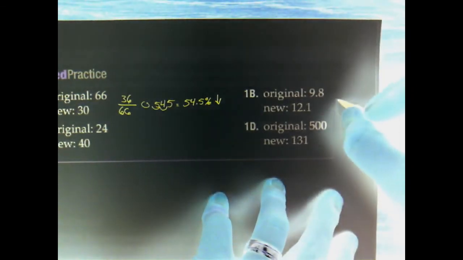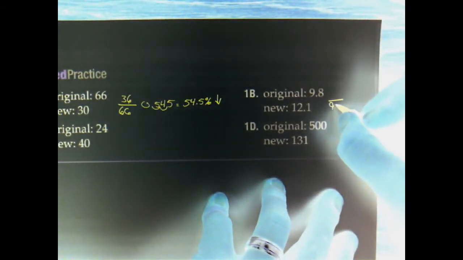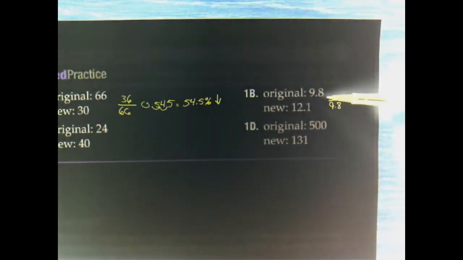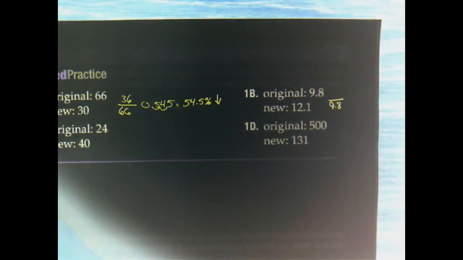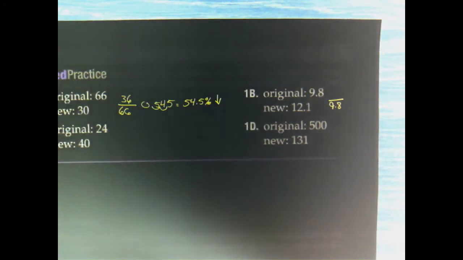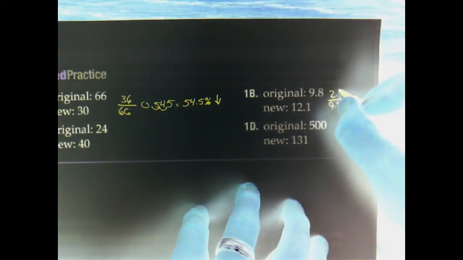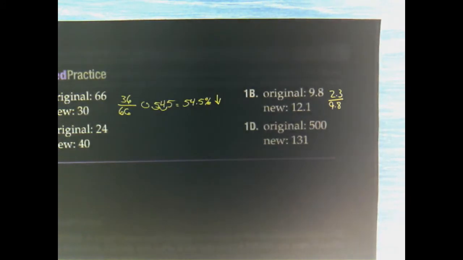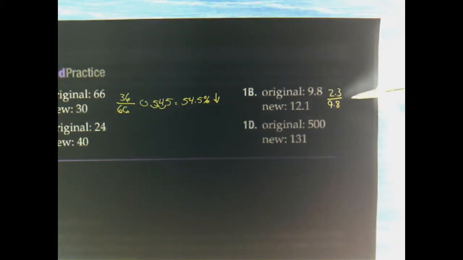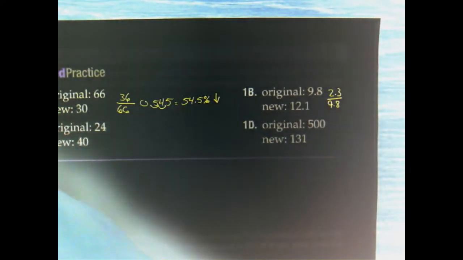1B, our original is 9.8. Now this is one where it's not easy to see. It's not 20 and 23 here. So this one we would want to type into our calculator. You can take 12.1 minus 9.8, and you get 2.3. So that's your amount of change. You just subtract the two to find how much change there is. So the amount of change over the original amount, go ahead and divide that.